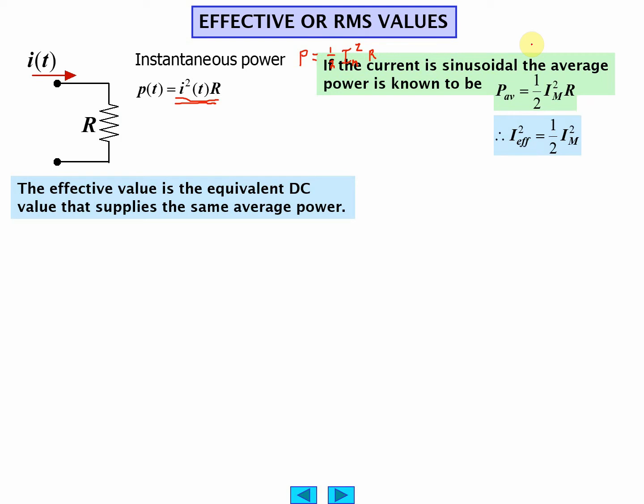Average power over one period. Now, by taking a look at these two equations, you can see, oh, if we define our effective current in this way, the effective current squared equals 1/2 maximum current squared for a pure sinusoid, then we can use the old DC equation. We don't have to memorize new equations. We don't have to memorize this.